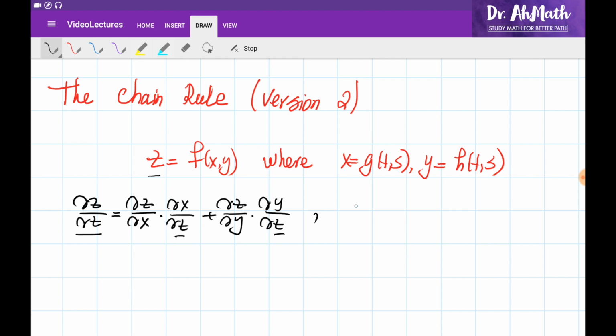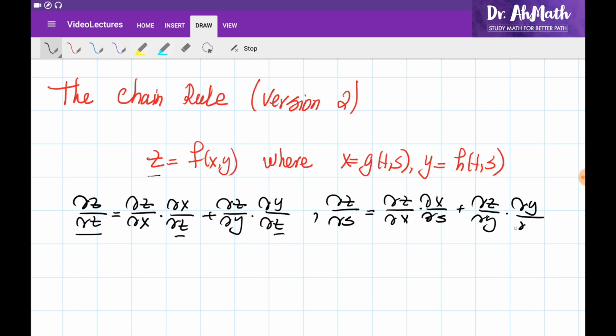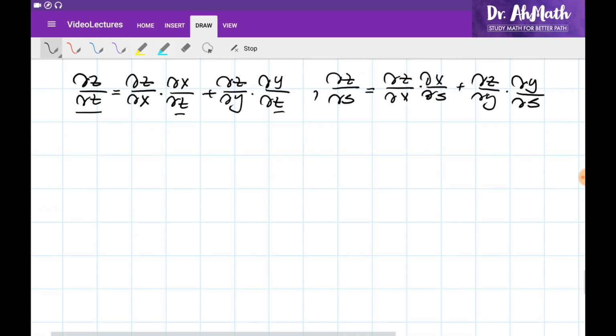Please note that I'm taking the derivative with respect to t, so that is why here I have the derivatives of t. The partial derivative of z with respect to s is going to be the partial derivative of z with respect to x multiplied by the derivative of x with respect to s, plus the derivative of z with respect to y multiplied by the derivative of y with respect to s.